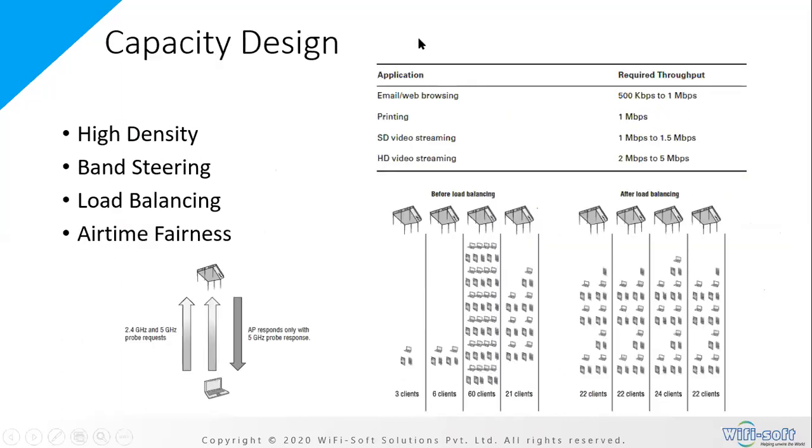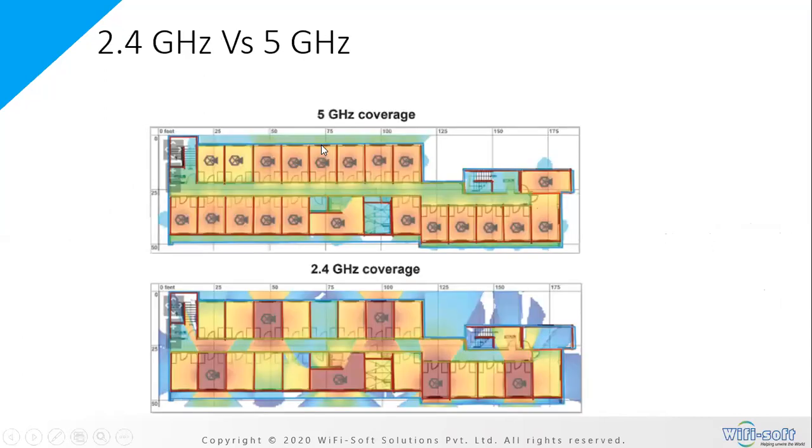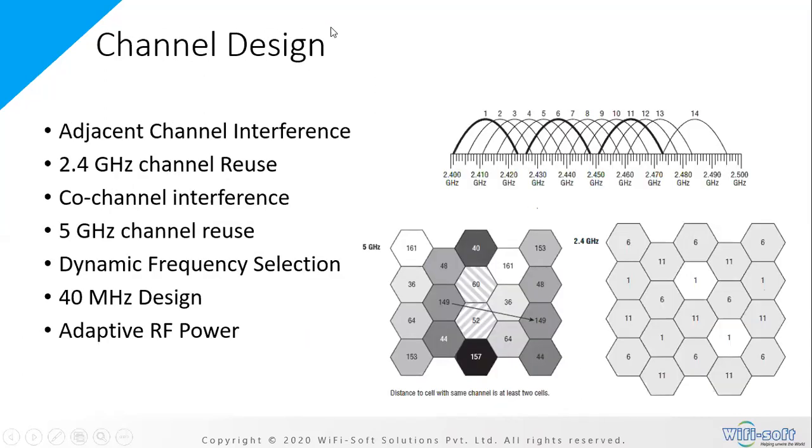Can I just ask you to explain once again about the channel reuse thing? I could not understand. Channel reuse? Yeah, 2.4 gigahertz channel reuse. Can you just elaborate on that? I couldn't get this. Okay.